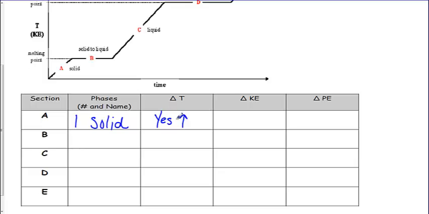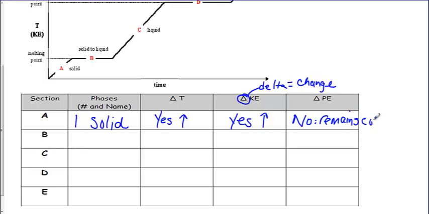So if the temperature is increasing, what's happening to the kinetic energy? The kinetic energy is also increasing. So there is a change. And remember, this little symbol here is a delta, and that means a change. So if there's a change in whatever we're looking at, we'll see that delta sign. So if kinetic energy is increasing, what's happening to the potential energy? The potential energy is not increasing, it stays the same. So it will remain constant.